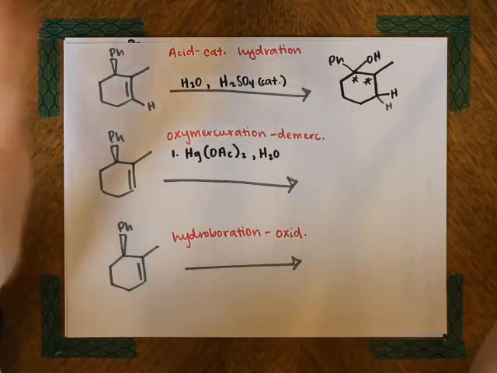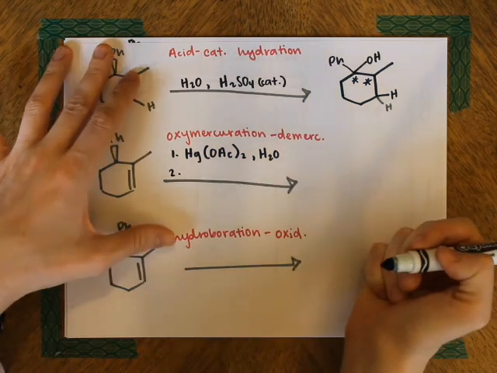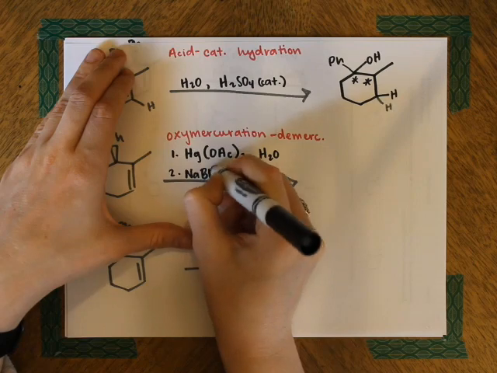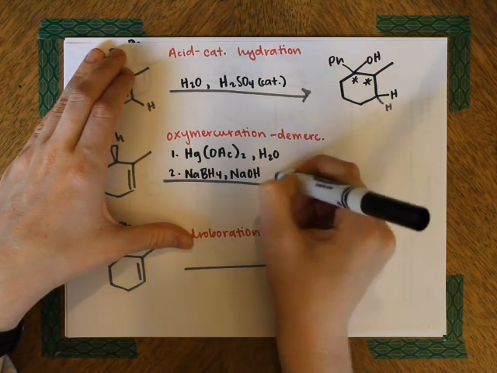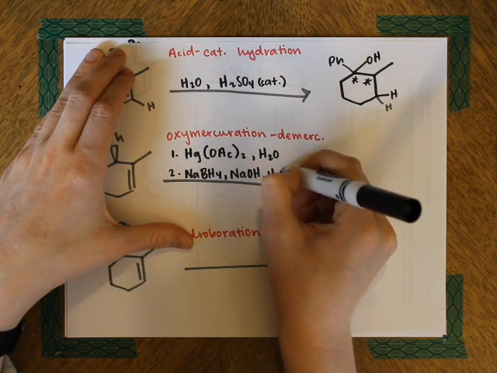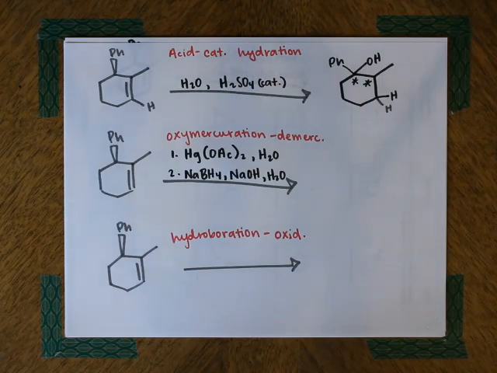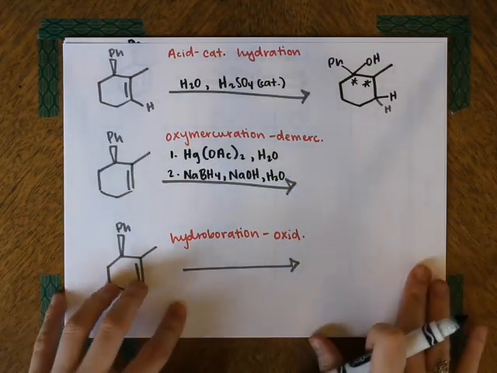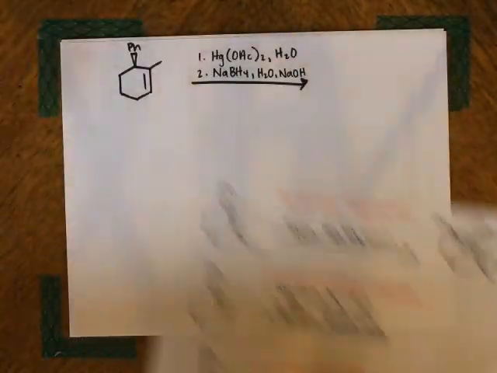So that's cool. The second step of that is the demercuration part. For that one, we add sodium borohydride, sodium hydroxide, and water. So that's our last step. So let's look at the mechanism. We'll come back and write our final product.